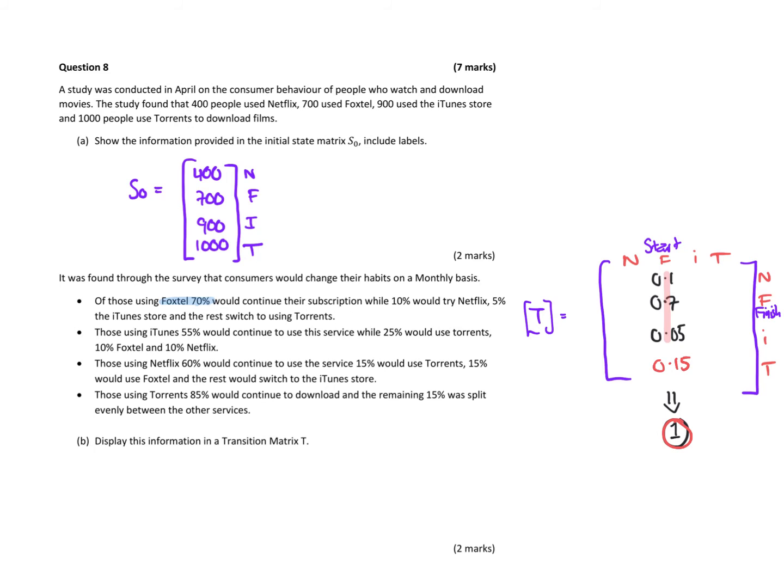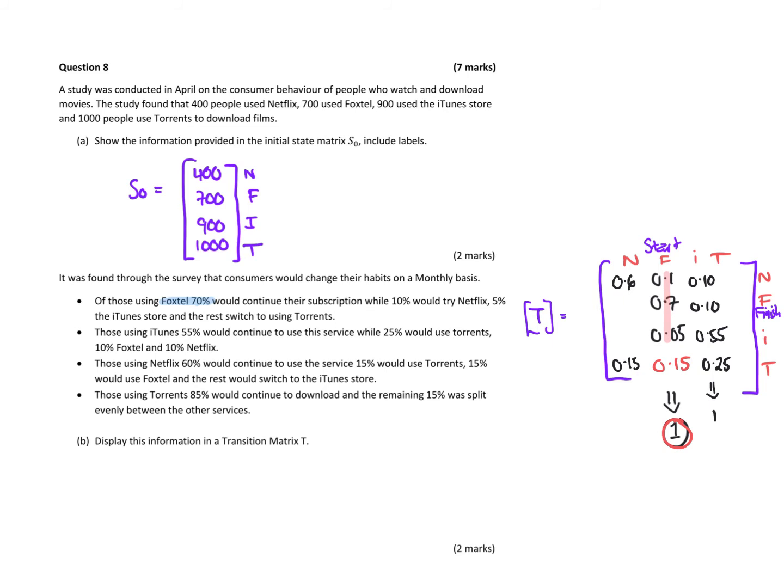Okay, so if we do the next one, of those using iTunes, 55% would continue. So iTunes to iTunes was 55%. Then it said 25% would use torrents. So I'm already up to 80. And here it said 10% Foxtel and 10% Netflix, which is good because that ends up adding up to 1. Those using Netflix, 60% would continue. 15% would go to torrents.